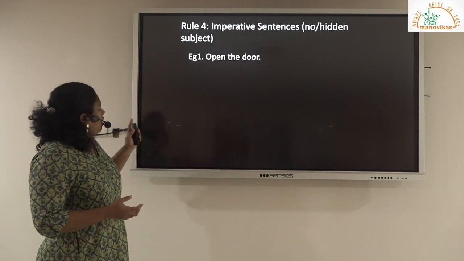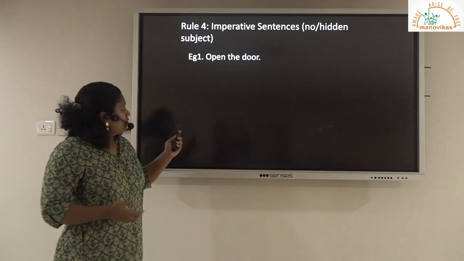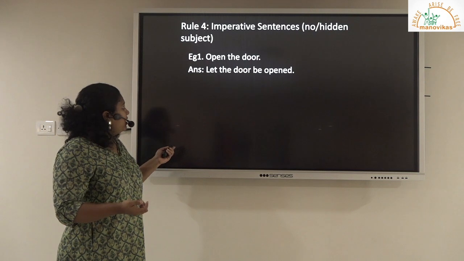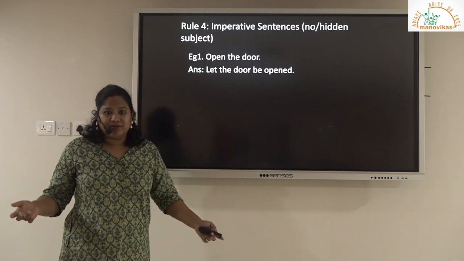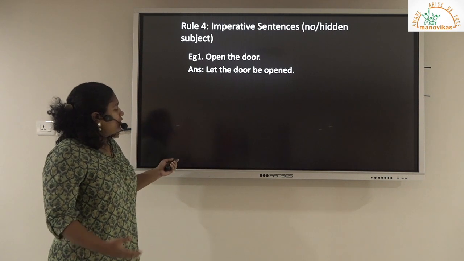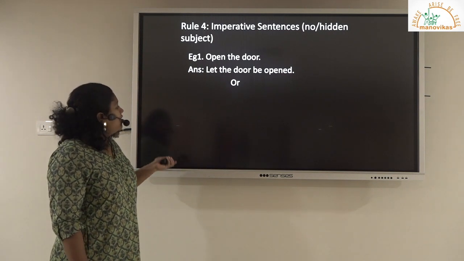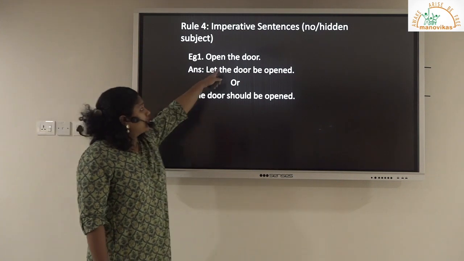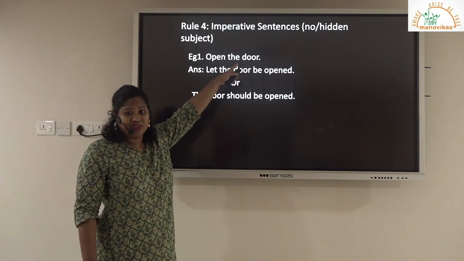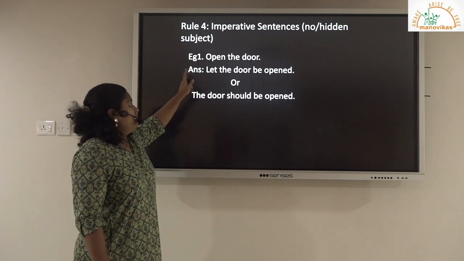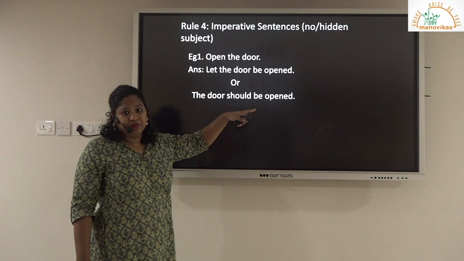So, open the door. Okay, how do I transform this? The easiest one is let the door be opened. Okay. Another way of transforming this in passive is the door should be opened, because the door is my object. Okay, so the door should be opened or let the door be opened.